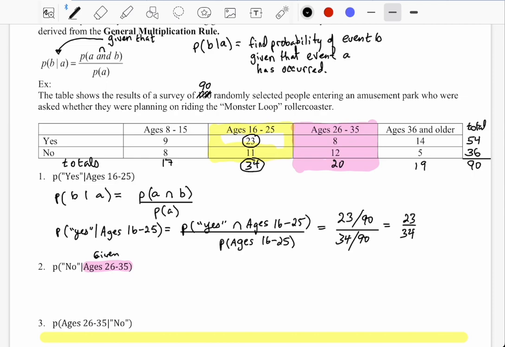So it's kind of like you're taking the table and trimming it down so that this is like my new table. All right, we're ignoring everything else. So these would be my yeses, these would be my nos, and this would be the total number of people that fall in this group. So what I could just say here is, if I'm looking for a no, out of the 20 available individuals, 12 of them said no.